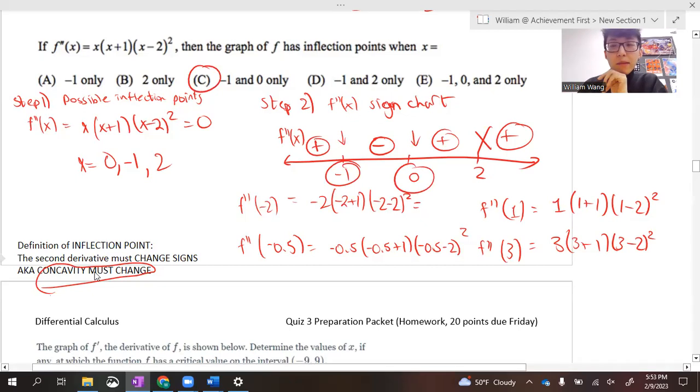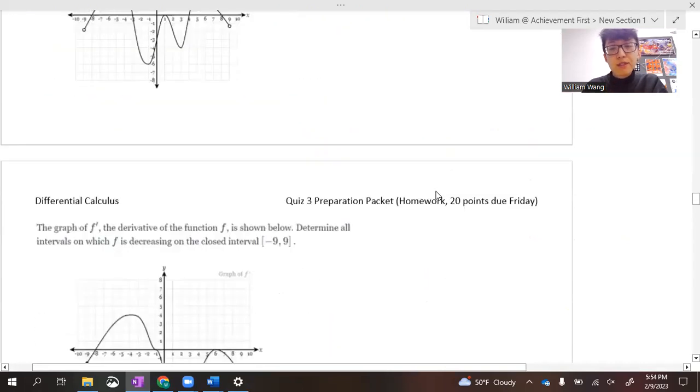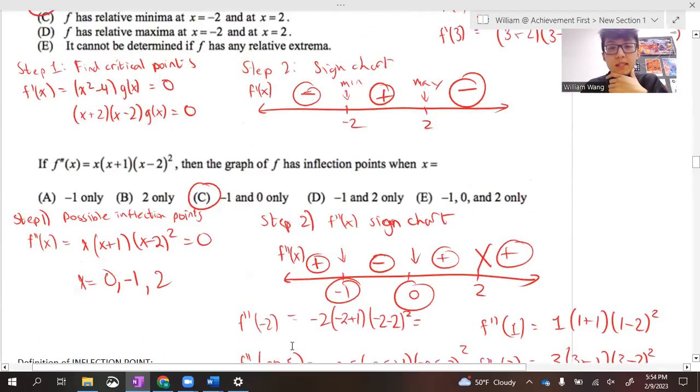All right, hopefully that makes sense for these 3 multiple choice. Everything else is just based on reading your charts, reading your graphs, and I'm hoping y'all have had time to make sense of that, especially on Delta Math if you still need to do that.